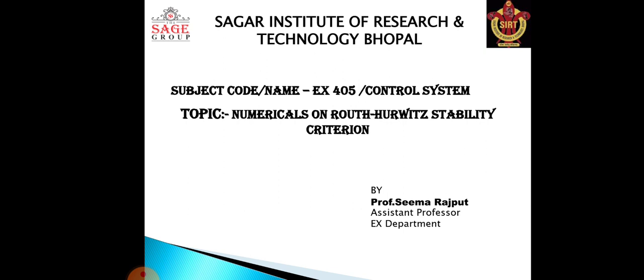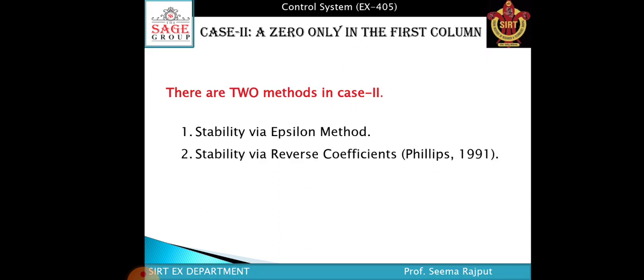Now, today we will discuss the numericals on Routh-Hurwitz stability criteria. In the previous class, we discussed the basics of Routh-Hurwitz stability criteria and its method for finding the stability of the system. We discussed the simple form of the stability criteria finding, that is case 1, and in case 2, the special cases.